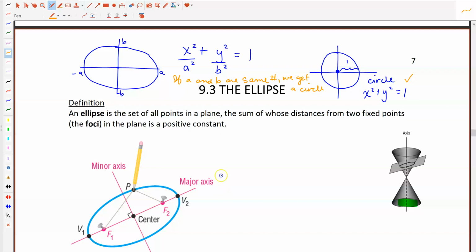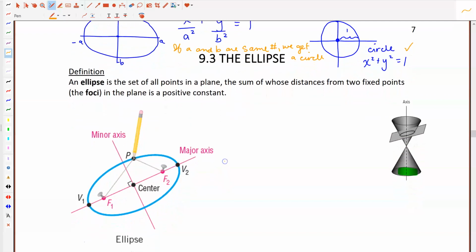So let's look at a little bit more formal definition of our ellipse. An ellipse is a set of all points in a plane, the sum of whose distances from two fixed points, called the foci, in the plane remains a positive constant. So maybe as a separate sketch right here, here's going to be my very generic ellipse.